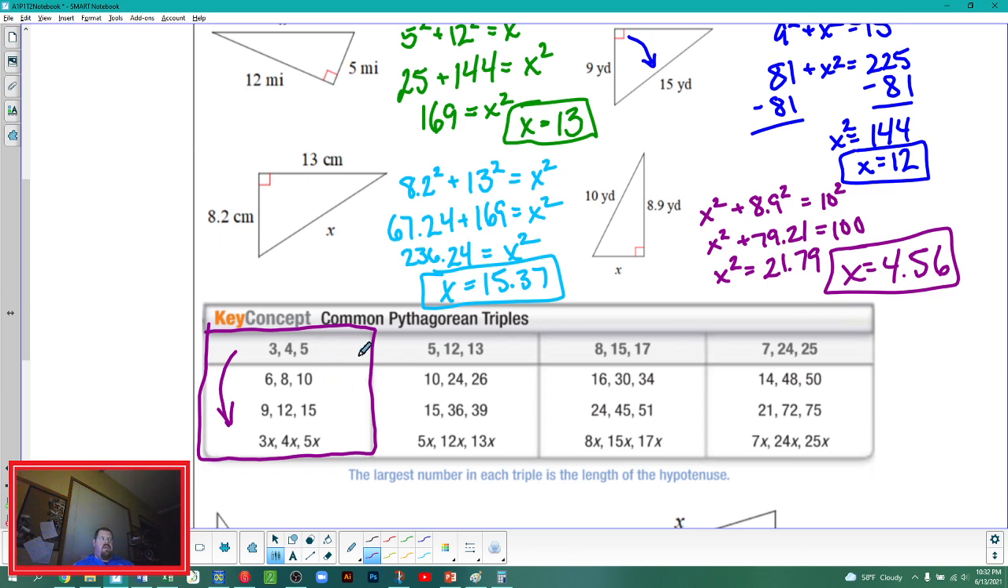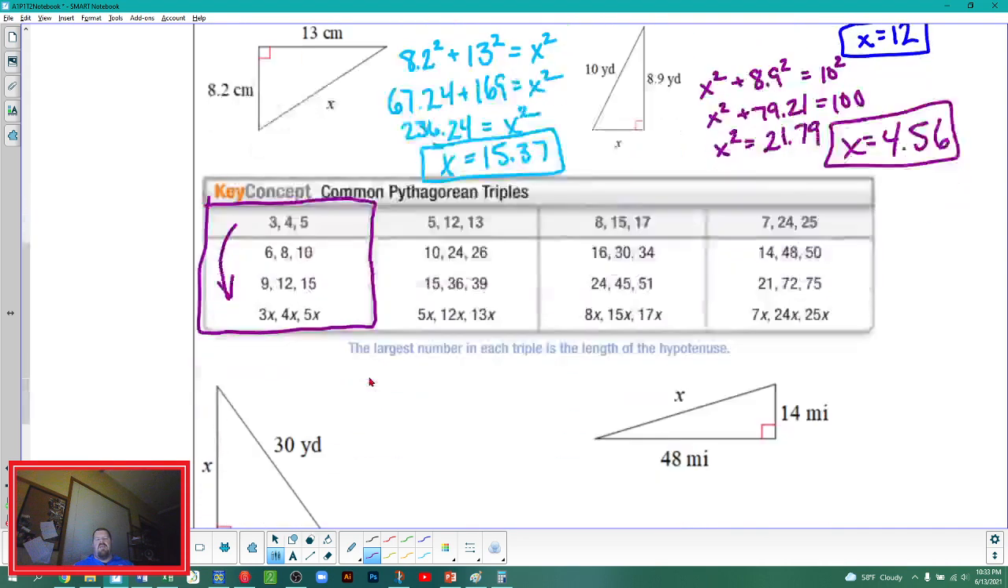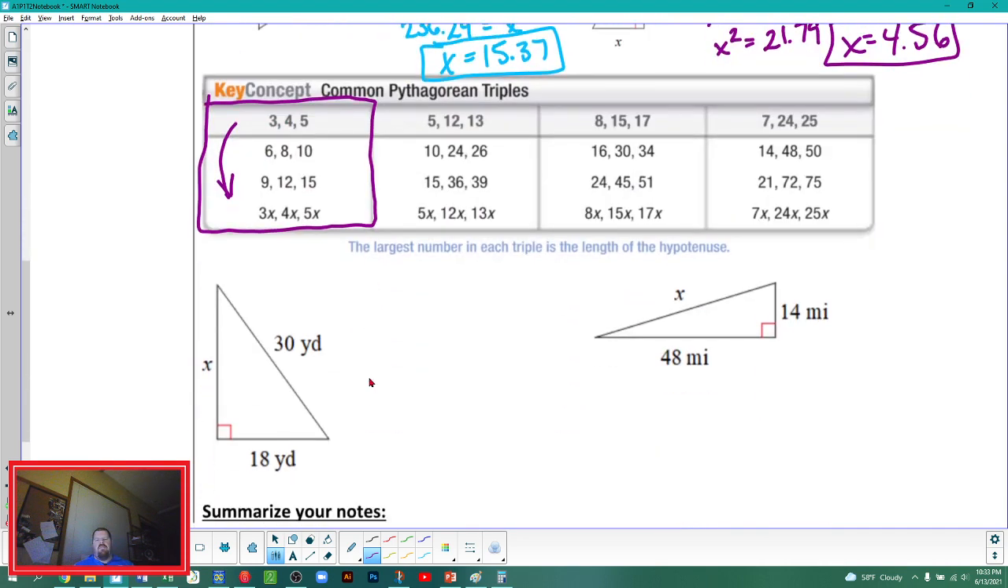Now, the thing that we do need to know is that we have a right triangle in order to use these, but that's given to us with these pictures. Okay, so in this first one, I'd like to try to think if it's a 3, 4, 5 triangle, a 5, 12, 13, 8, 15, 17, or 7, 24, 25. But in order to figure that out, I need to know some things that are multiplying to give me these numbers.